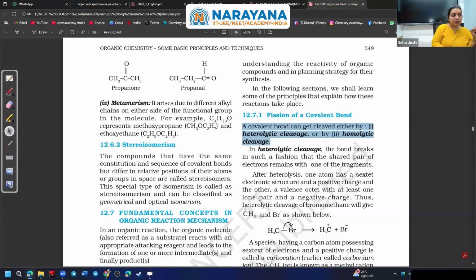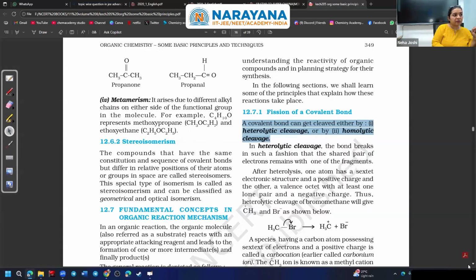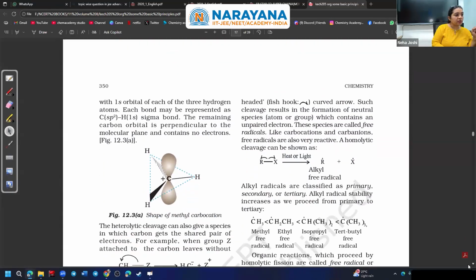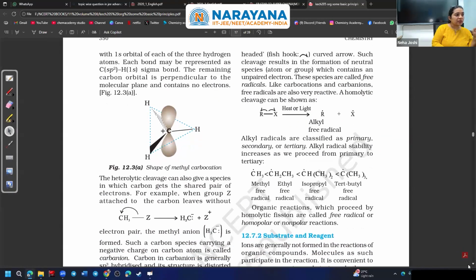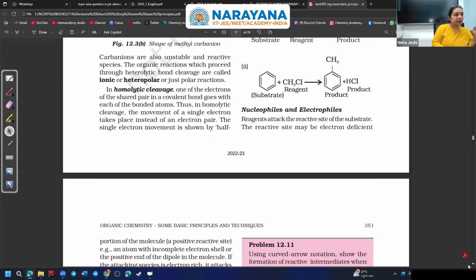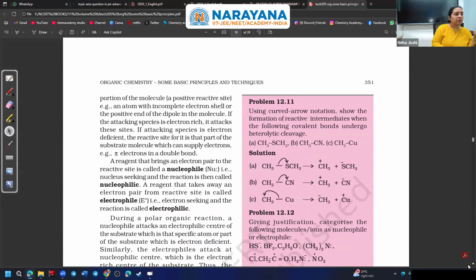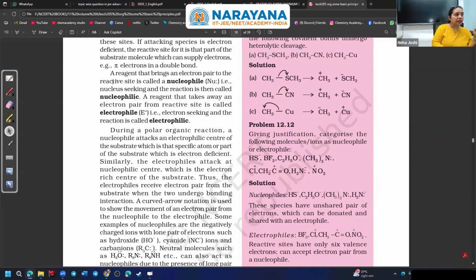So this is heterolytic and homolytic bond fission. Now, the electromeric effect is best given only here; in no other good book is it given, so I wanted to point it out. Please read about the nucleophile: a reagent that brings an electron pair to the reactive site is called a nucleophile. Please see, it is an electron pair, not a single electron. That is something to be noted.